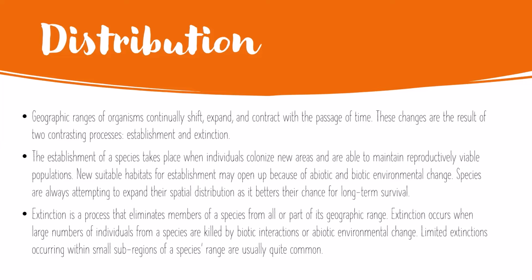So extinction occurs when large numbers of individuals from a species are killed by biotic interactions. Examples of biotic interactions would be feeding, so you're looking at relationships like prey and predator. That species might be a delicious meal for another animal, and the animal just starts to attack them.